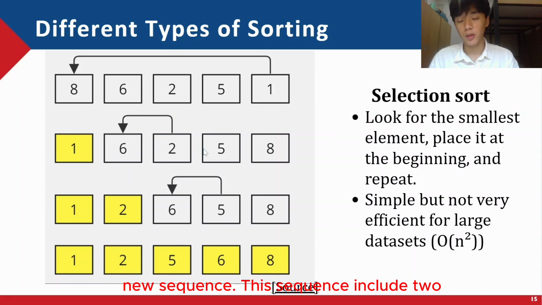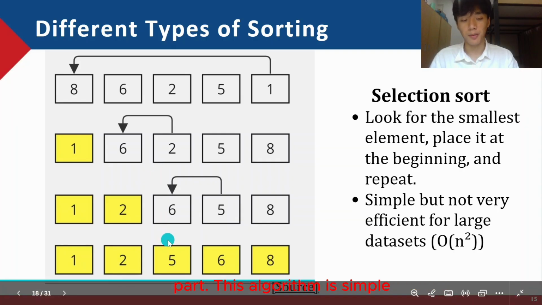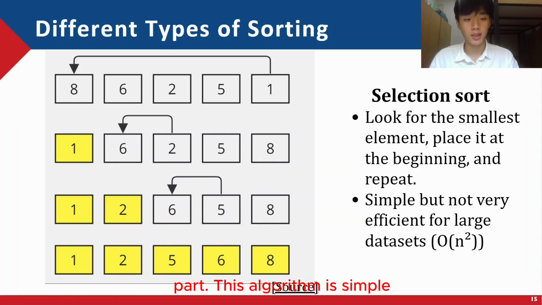this new sequence. This sequence includes two parts. The first part, 1, is sorted, and the remaining is the unsorted part. So I will do continuously those steps with the unsorted part until I get the sequence that only includes the sorted part. This algorithm is simple but not very efficient for large datasets, with time complexity being big O of n squared.